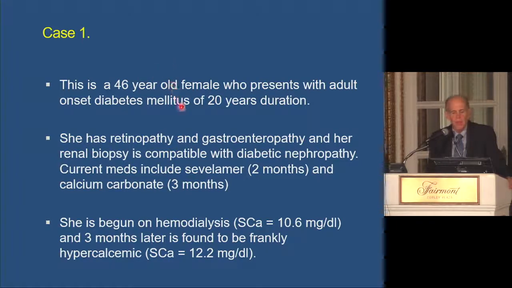A 46-year-old female presents with adult onset diabetes mellitus for 20 years. Retinopathy, gastroenteropathy, her renal biopsy, which we didn't do and we would have not done, was consistent with diabetic nephropathy. She's on some sevelamer, she's on calcium carbonate. Begun on hemodialysis, and 3 months later found to be frankly hypercalcemic.